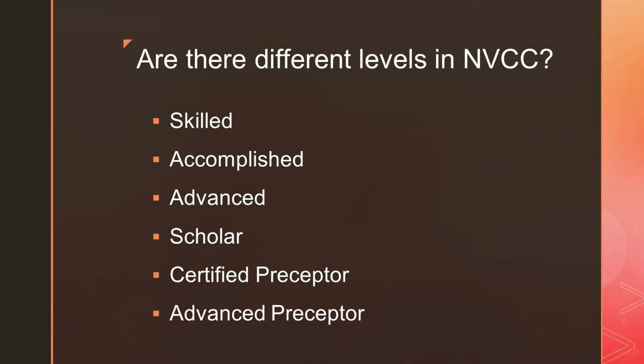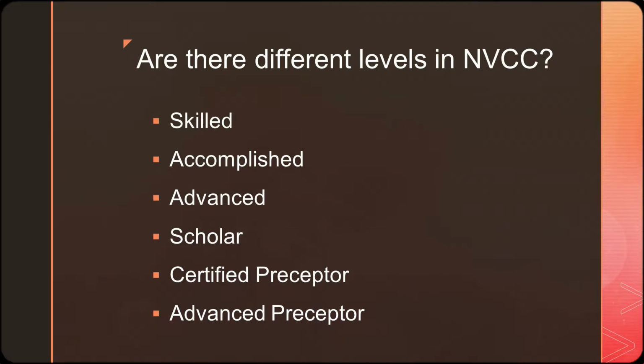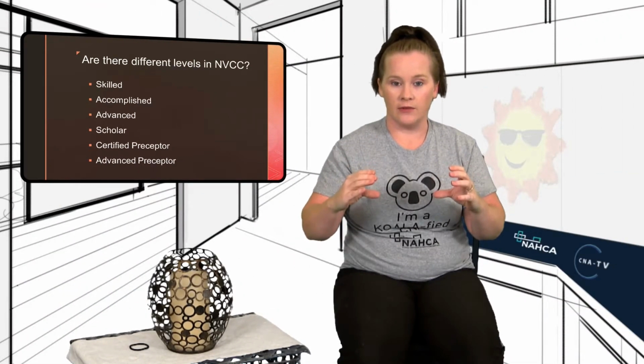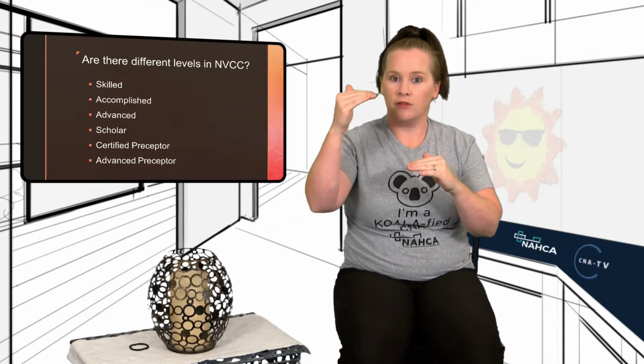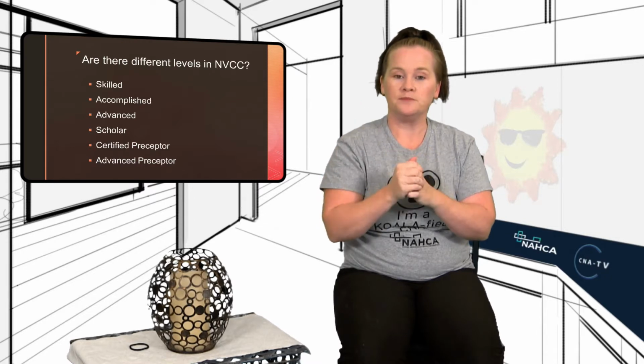The thing about these four categories is that it's like a ladder. The base of it is the skilled level. You have to reach the skilled level before you can go on to the next level. So it's a ladder effect. You have to reach one before you can go to the other.